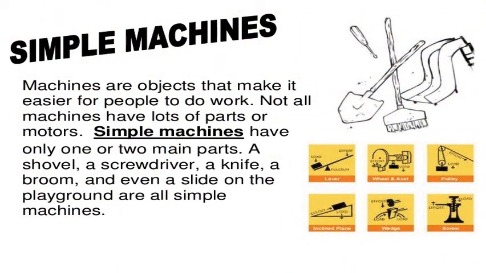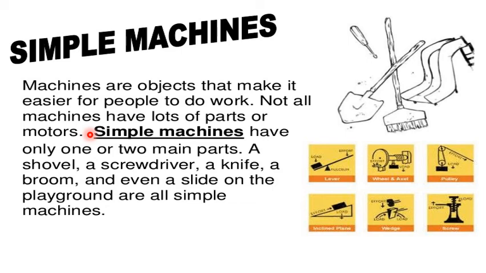So it's time to learn the definition of simple machines now. Machines are objects that make it easier for people to do work. As I told you in the beginning, a machine can be anything which makes our work easier, okay? Not all the machines have lots of parts or motors, because we have the example of simple machines as well.